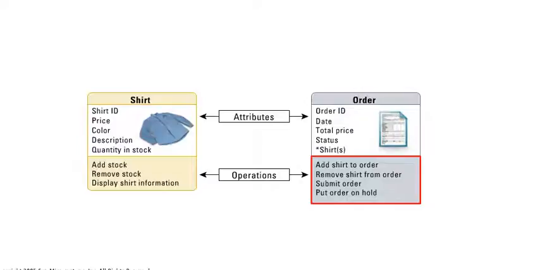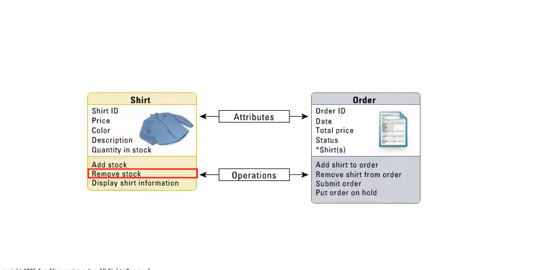Now that we've identified the attributes for those two objects, we also must identify the operations for an object. So what are those things that a shirt object can do, and what are those things that an order object can do? For instance, for a shirt object, we'll want to be able to add some stock to that shirt. So if we get some more shirts in, let's say we get the blue color shirts in, large size, we're going to want to add those to the stock. Let's say we get 15 of them in. Okay, so we need an add stock function for shirts.